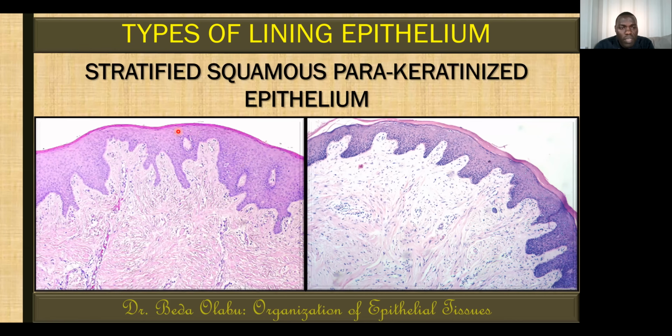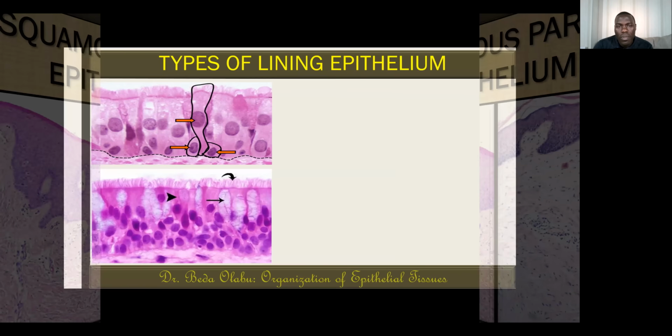So these are more examples of how stratified squamous parakeratinized epithelium would appear. A very thin layer of keratin, as you can see in these images. Don't confuse this epithelium with stratified squamous keratinized epithelium, where the keratin layer is usually very thick, almost the size of the cellular layer or even bigger.